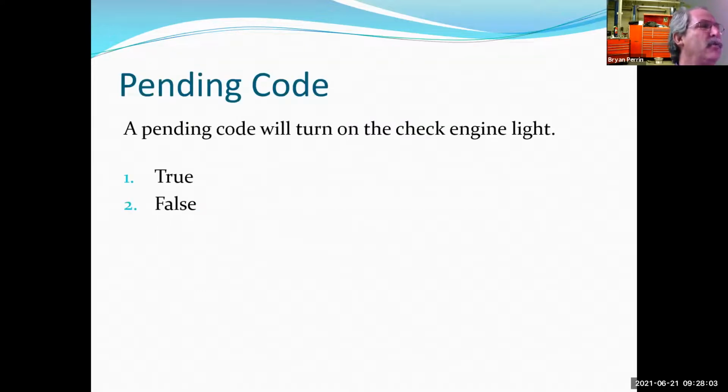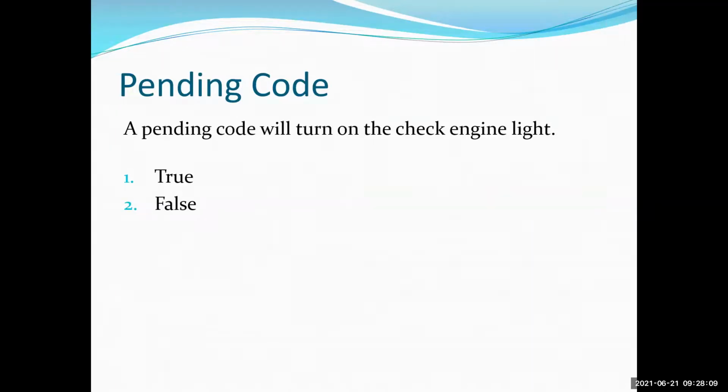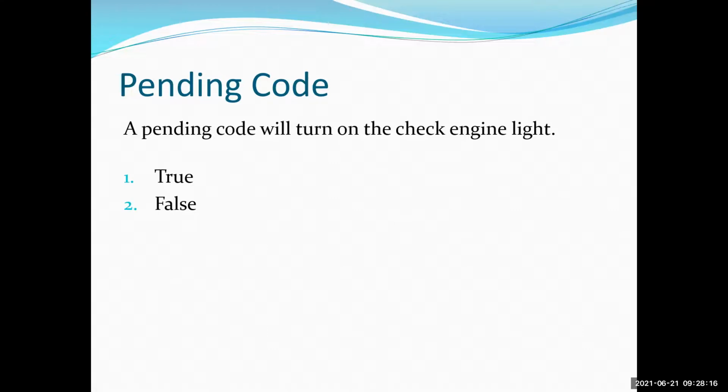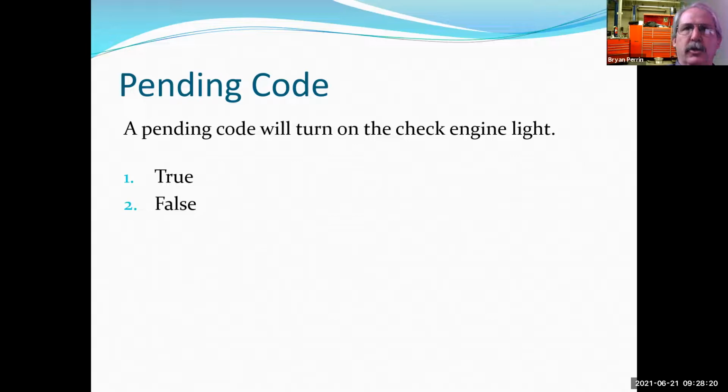A pending code will turn on the check engine light. True or false? True. False. Only mature codes in mode 3 can turn on the check engine light. Pending codes are in mode 7. Mode 7 cannot turn on the check engine light.